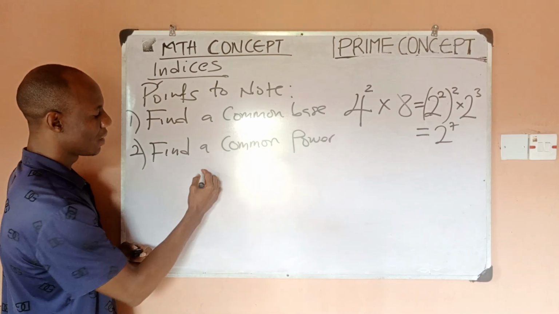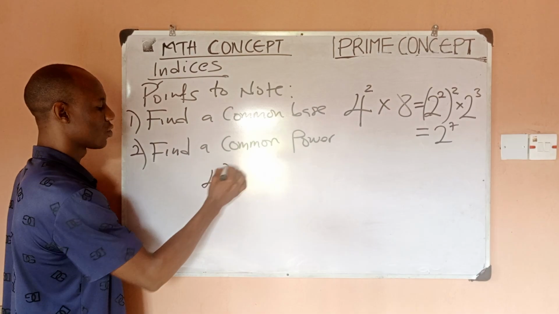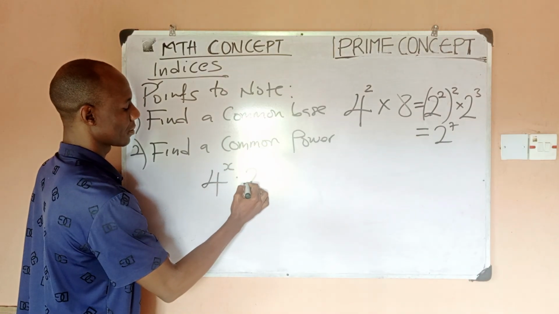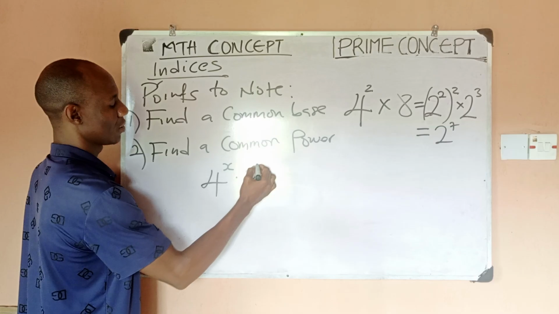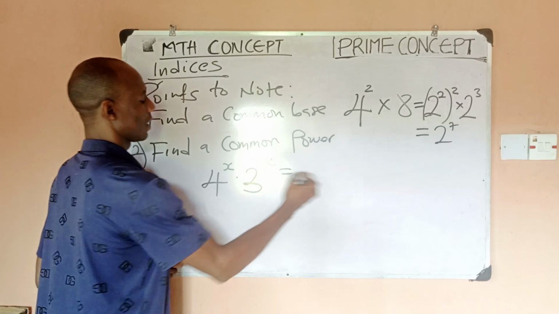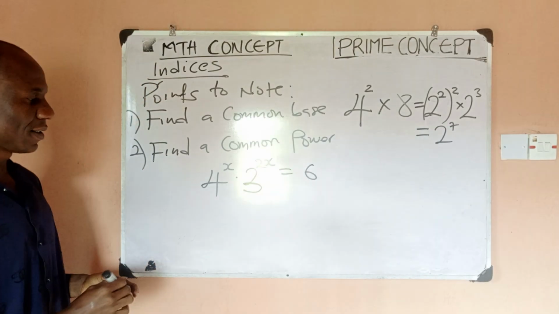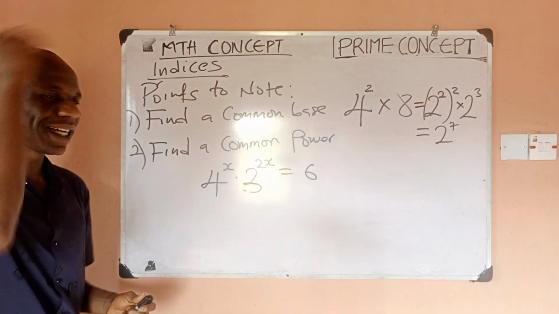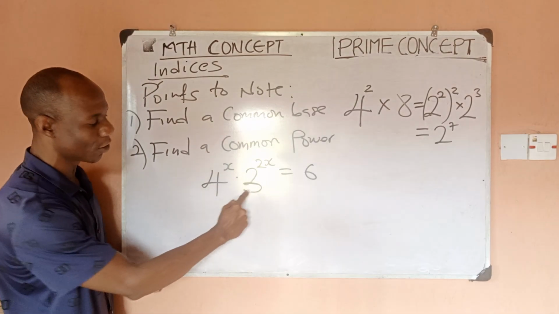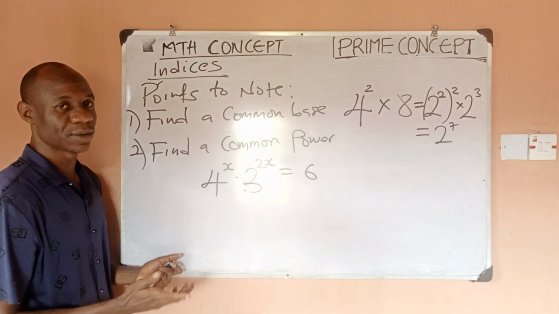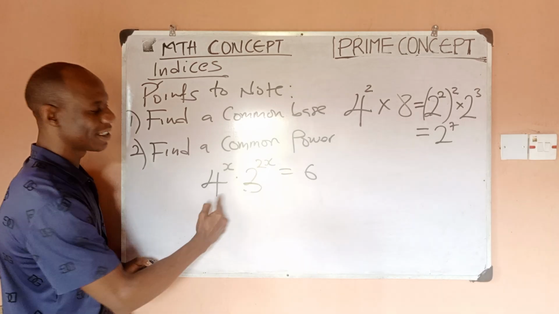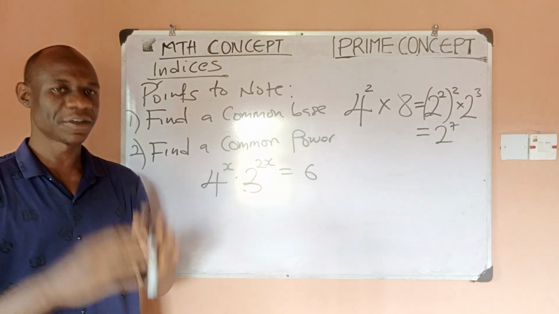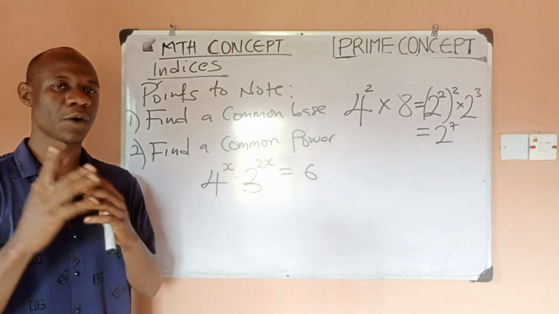Just like in the problem we solved, I give something like 4 to power x times 3 to power 2x equals 6. I gave a problem like this. Now, you will notice that the bases are not the same, and there is nothing you can do to make 4 and 3 the same. It's not possible. So once you check, seeing that your bases can no longer be the same, what's the next thing that should come to your mind? You are very correct. You think of getting a common power.